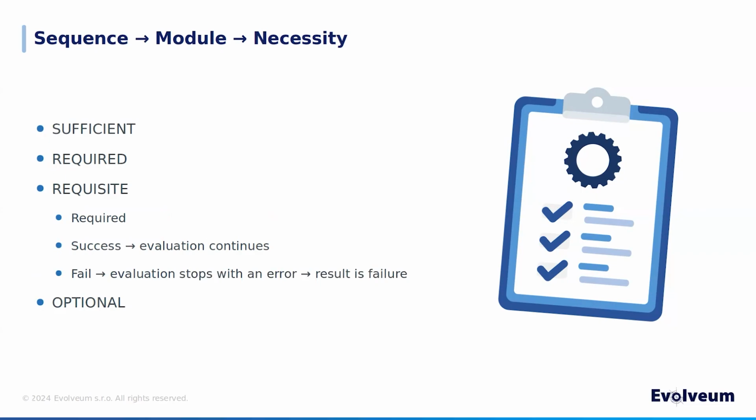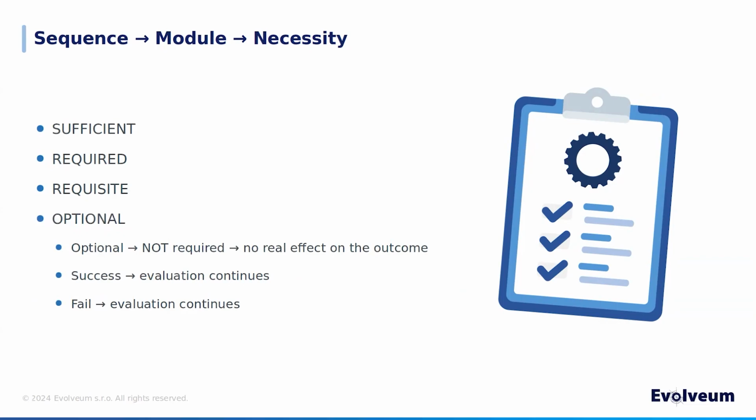The next value is requisite. The module is required. The module must pass for the whole sequence to pass. If this module passes, evaluation continues. Other modules will be evaluated. If this module fails, the evaluation stops with the error. It is different from required necessity. So, if this module fails, evaluation stops and other modules are not evaluated. The final result of the authentication sequence is fail.